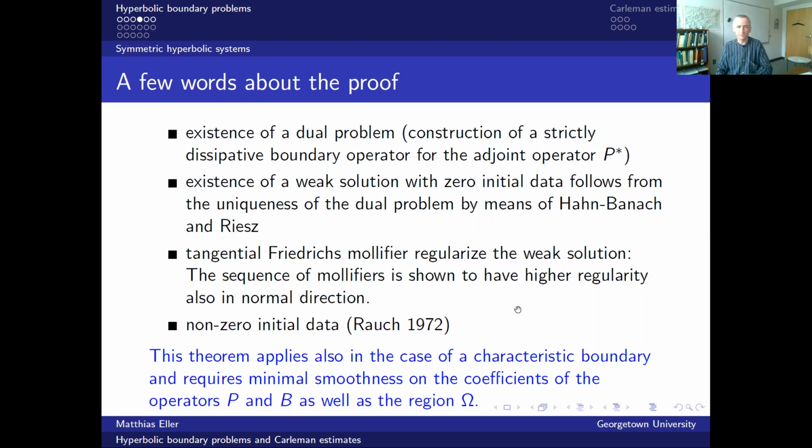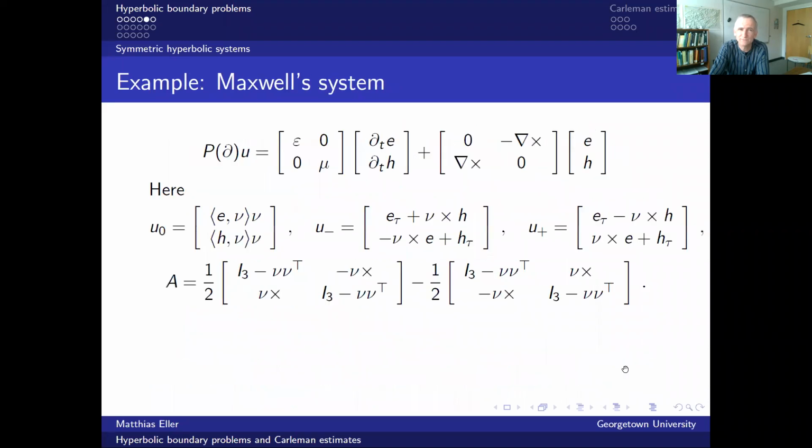And what is remarkable, this theorem works rather well, even in the case of uniformly characteristic boundaries, which is, by the way, the case with Maxwell's equations. I will show an example of that in a minute. And also minimal smoothness of the operator and also the boundary condition. So they're both Lipschitz, and in certain examples I can even do less. So let's look again at Maxwell's system.